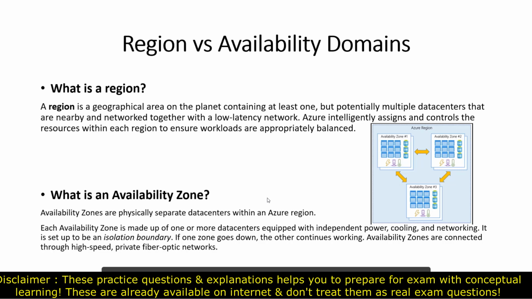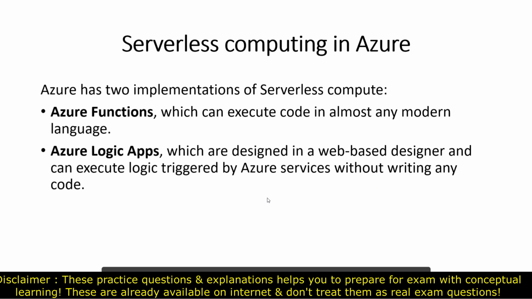Each availability zone is made up of one or more data centers equipped with independent power, cooling, and networking. So the thing is, when we want to save our infrastructure, if a data center fails, right, what will we use? We will use more than one availability zone for that. It also provides an isolated boundary for your region.